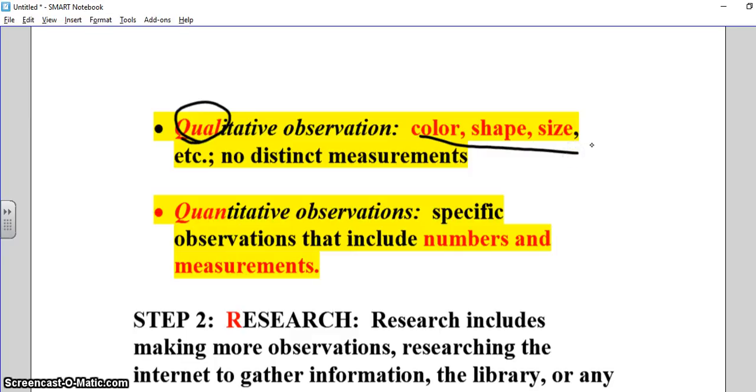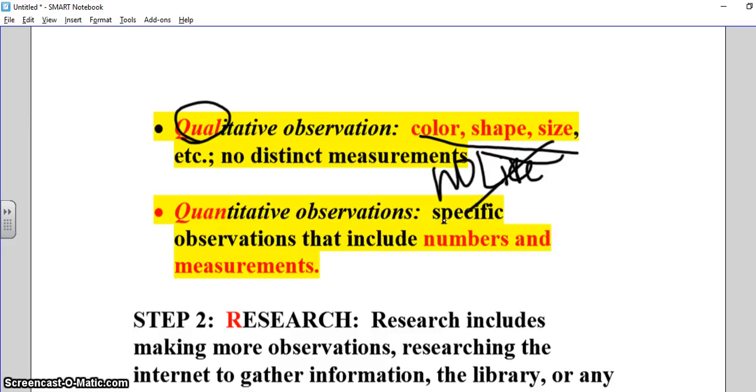Now, there are no distinct measurements. We're not saying it's 12 inches or 2.5 centimeters. And this is not you saying, well, it looks like, no. This is where you just keep it plain, simple science.